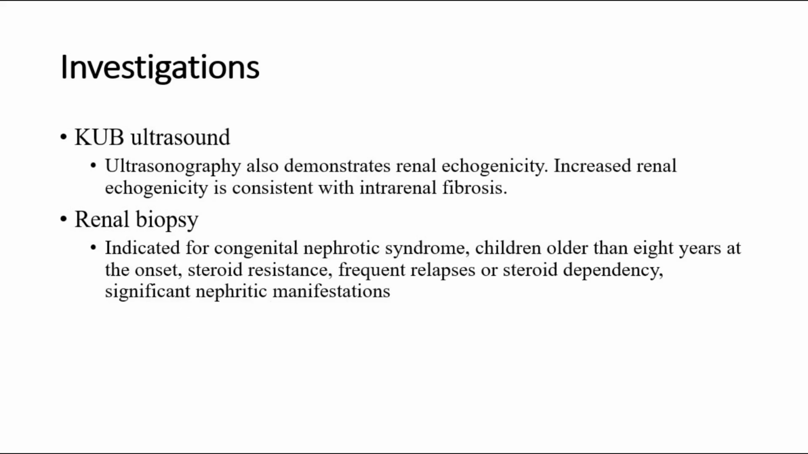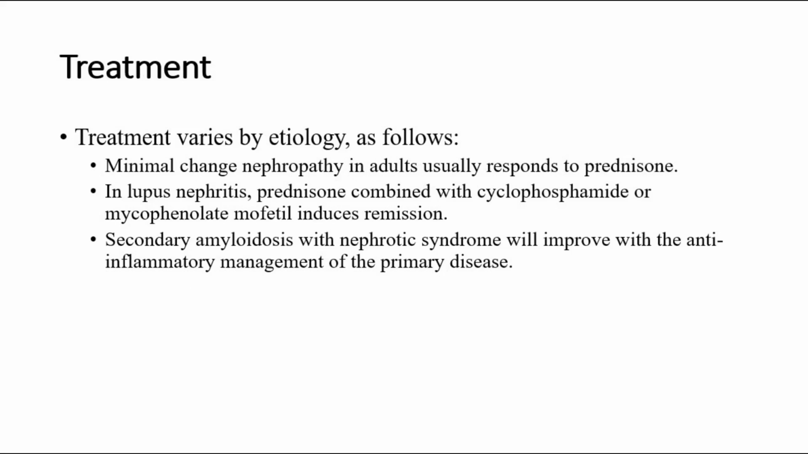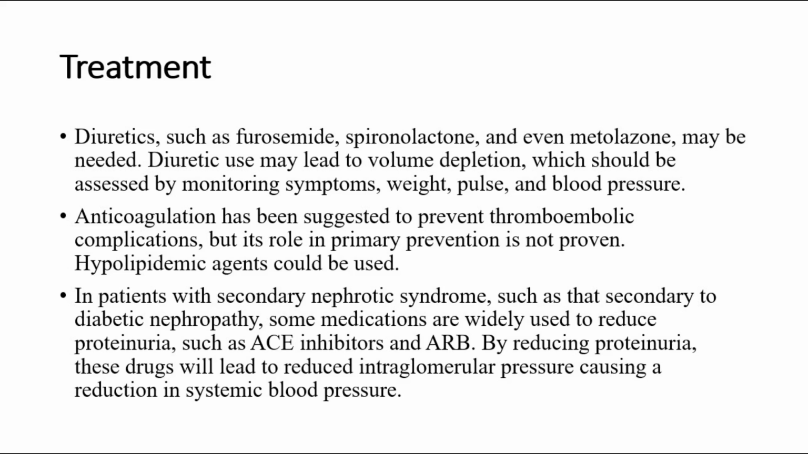For treatment, it varies by etiology of the nephrotic syndrome. Minimal change nephropathy in adults usually responds to prednisone. In lupus nephritis, prednisone combined with cyclophosphamide or mycophenolate mofetil induces remission. Secondary amyloidosis with nephrotic syndrome will improve with the anti-inflammatory management of the primary disease. Diuretics, such as furosemide, spironolactone, and even metolazone, may be needed. Diuretic use may lead to volume depletion, which should be assessed by monitoring symptoms, weight, pulse, and blood pressure.